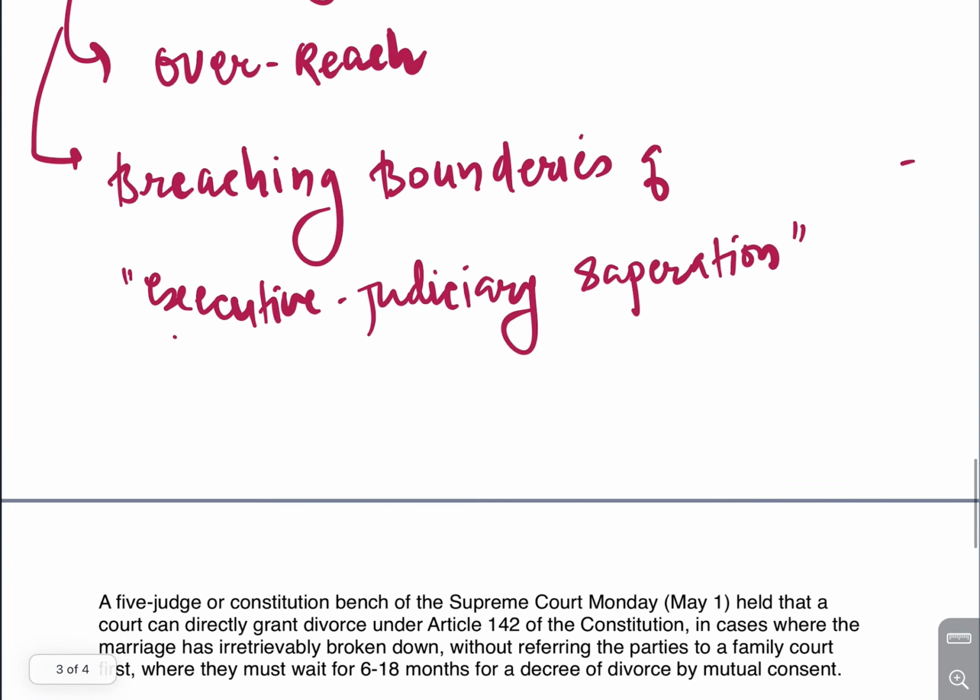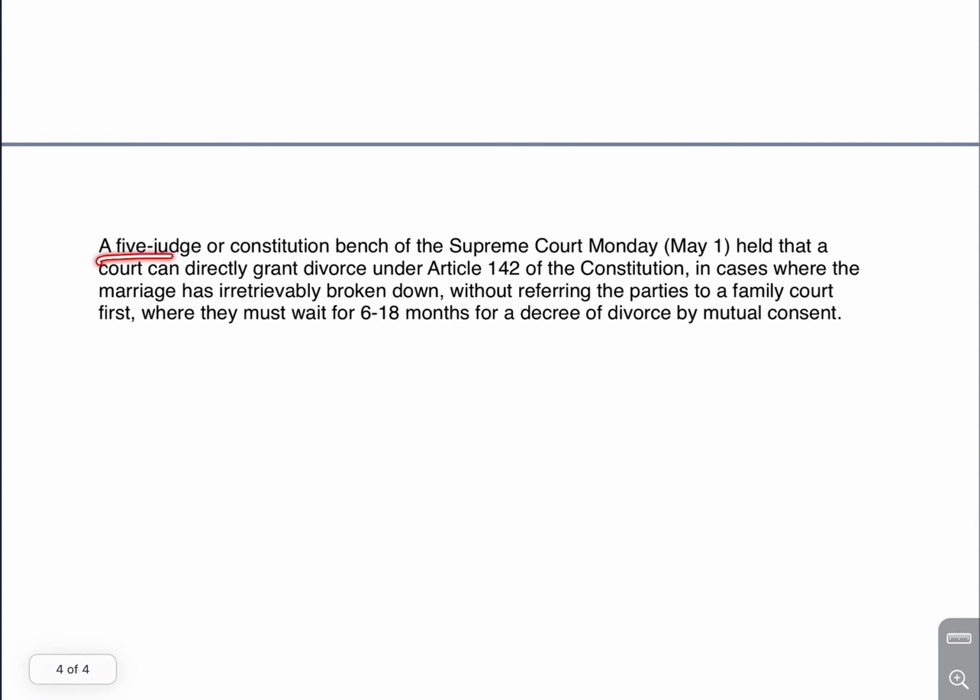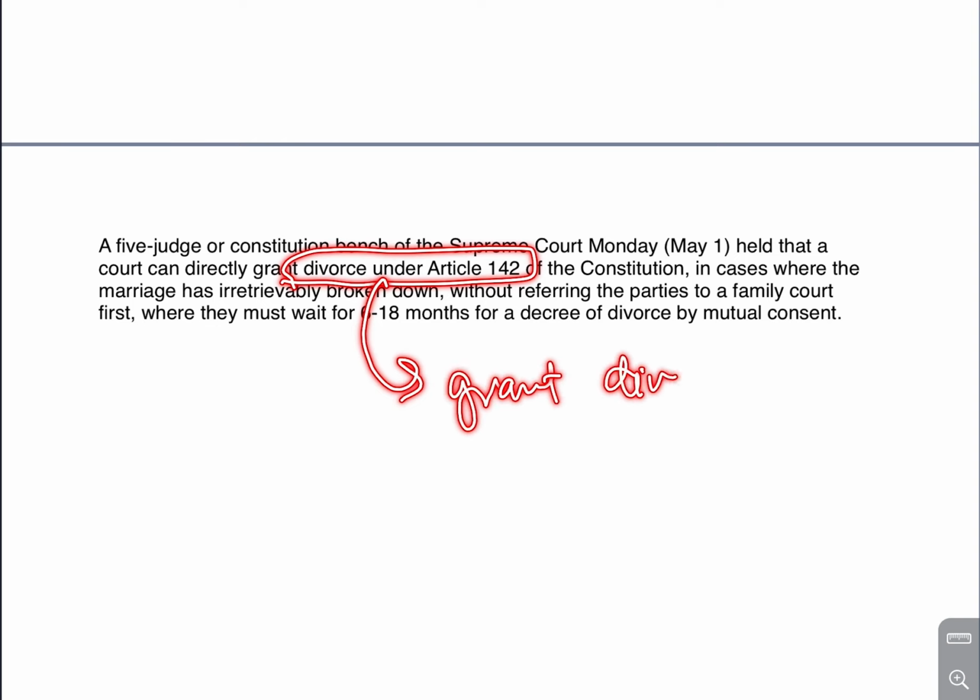Recently, a five-judge Constitution Bench of the Supreme Court said that the court can grant divorce directly under Article 142, right? The usual case is that we transfer the case to the family court, and the family court decides upon the case. But the Supreme Court said that under Article 142 the court can directly grant divorce to the couple when it finds that the marriage will not work, right?